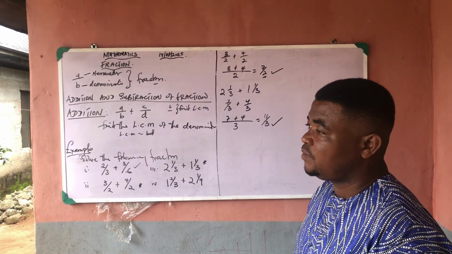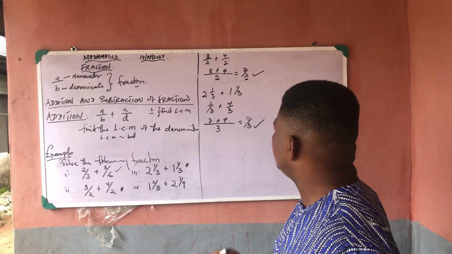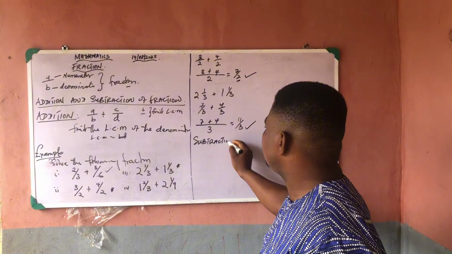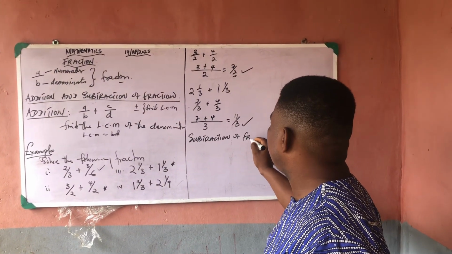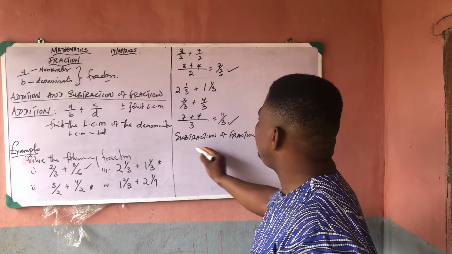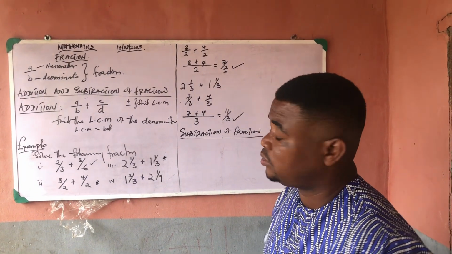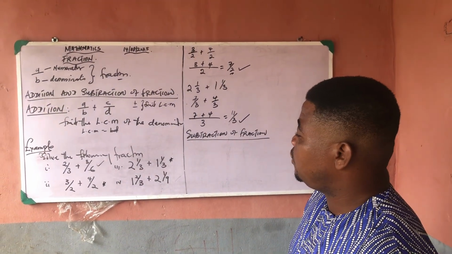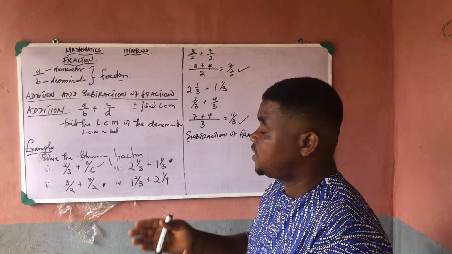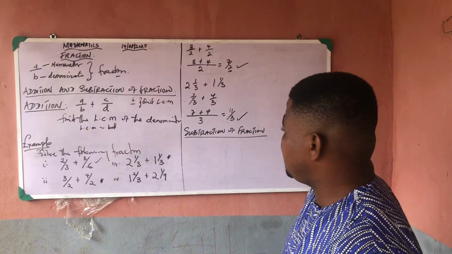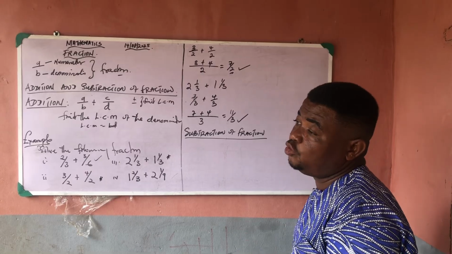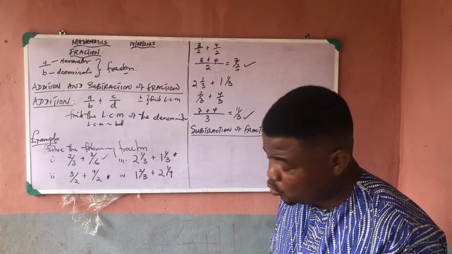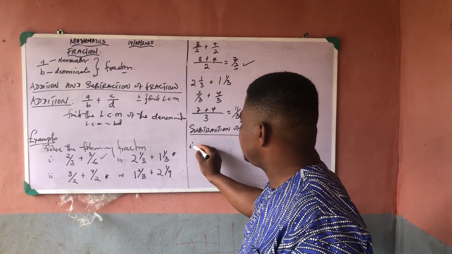All right, I'm going to give you another classwork to do, but meanwhile, let us go into subtraction of fraction. If you know addition of fraction, subtraction of fraction is not going to be hard, because the same steps you took in addition are the same steps you are going to take in subtraction. The only difference is that in addition you added, while in subtraction you subtract. So for example, let's see these examples.